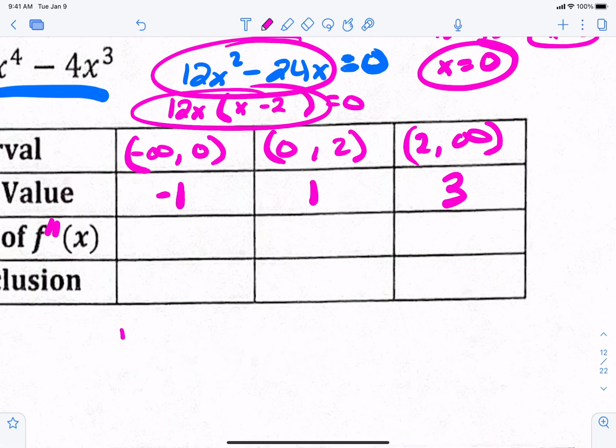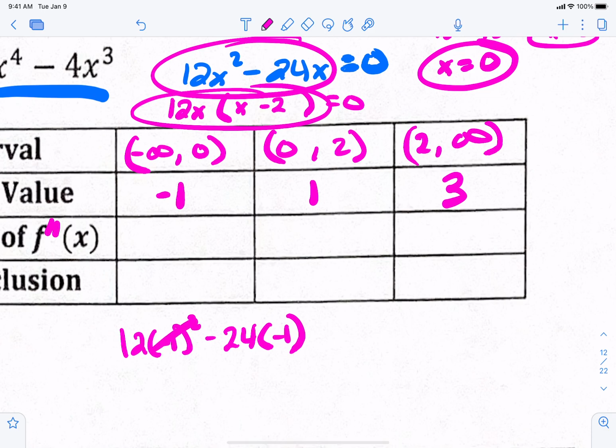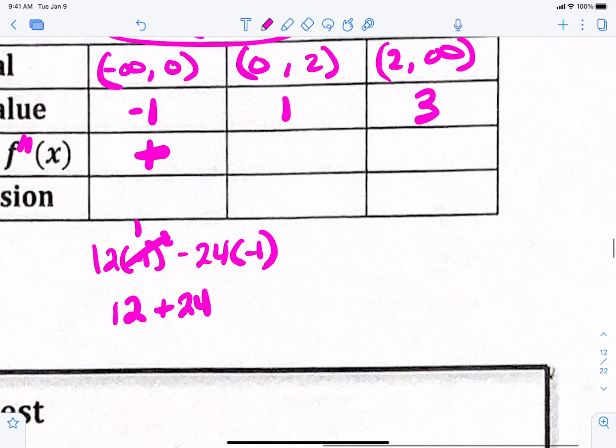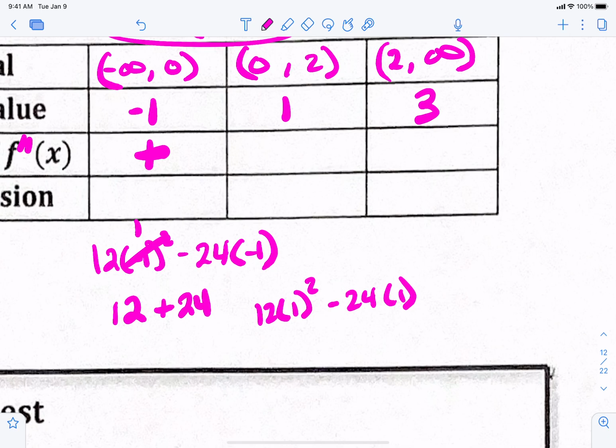So 12x squared minus 24x. I'm going to do negative 1 squared minus 24 times negative 1. Okay? So negative 1 squared is 1. This would be 12 plus 24, which is, we don't care, positive. Now I plug a positive 1 in. 12 times positive 1 squared minus 24 times positive 1. This is going to be 12 minus 24, so negative.